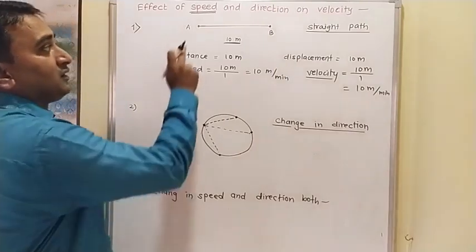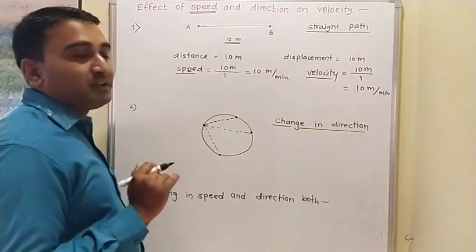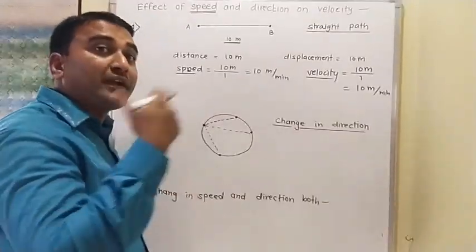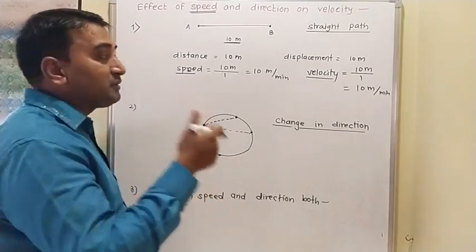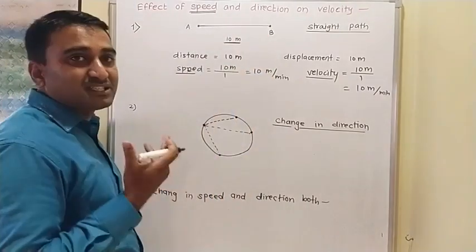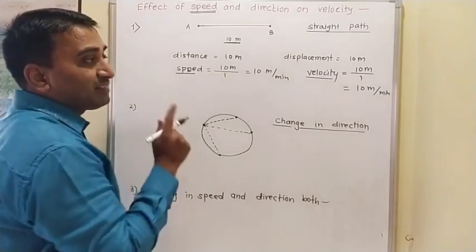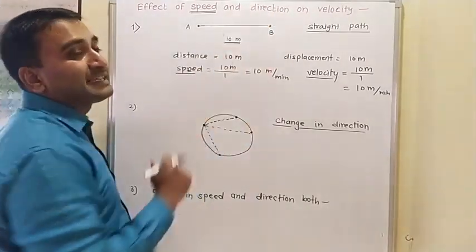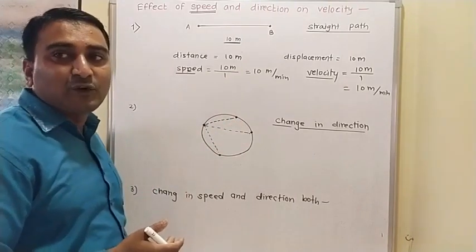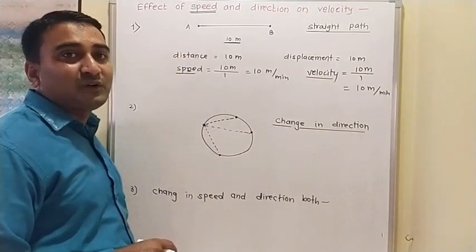Consider the object has increased its speed to twice the previous one. That means now speed is 20 meters per minute. If speed is 20 meters per minute, definitely the distance covered by this object is 20 meters, so that much is the displacement. Got it or not? But here one thing we should consider: as speed increases, definitely velocity also increases. As speed decreases, definitely velocity also decreases.